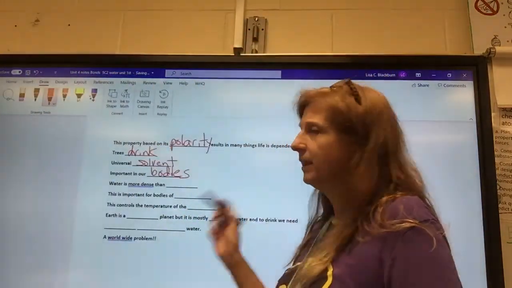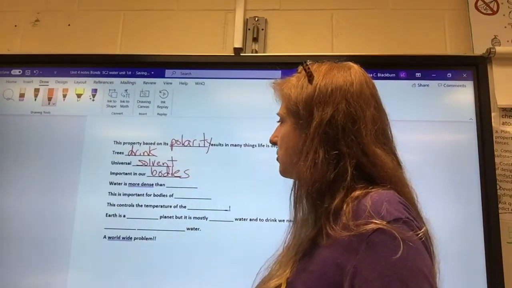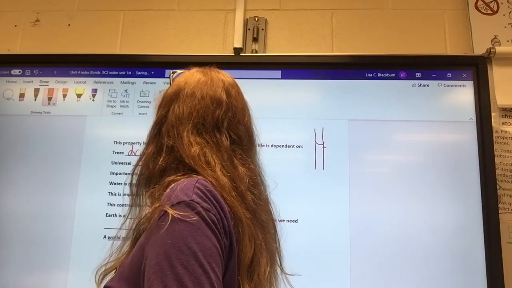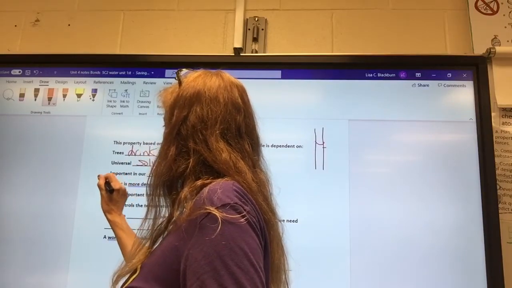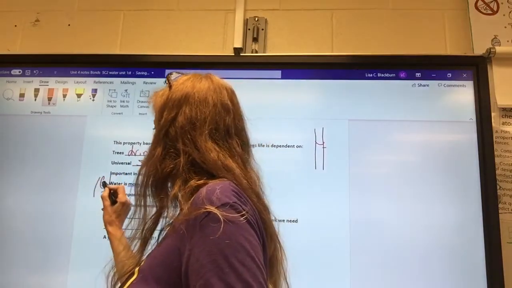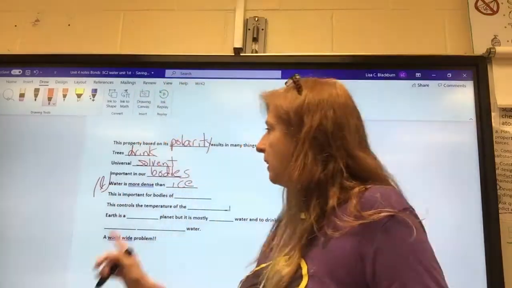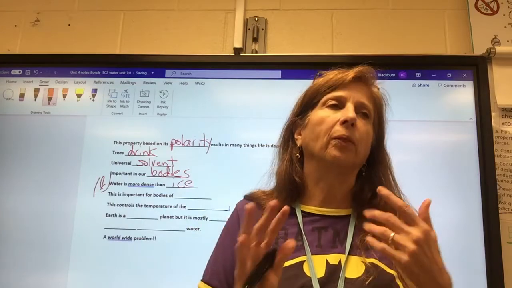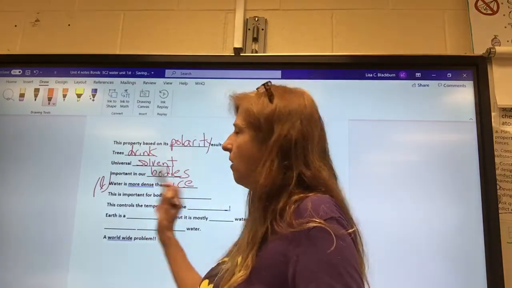Okay. The next one. Why water supports life is liquid water is more dense than ice. Liquid water, that's liquid, lowercase l in cursive by tradition. Liquid water is more dense than ice. Why is life on this planet dependent on that fact?